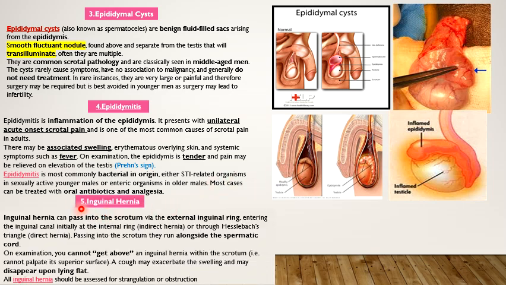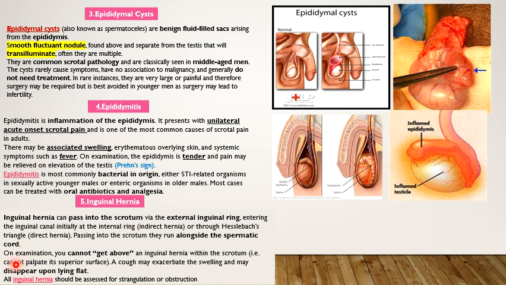And the last one is a swelling, the inguinal hernia, which does not arise from a testicular origin. This inguinal hernia is due to the intestine passing from the abdomen into the scrotum through the external inguinal ring. It passes through alongside the spermatic cord into the scrotum. On examination, you cannot get above it. The upper limit cannot be ascertained because it is coming from inside the abdomen.